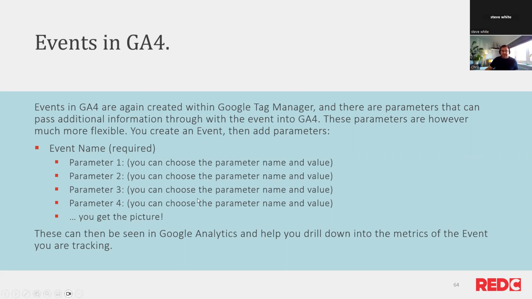They are much more flexible. So rather than being stepped, you've just got your event name and then the parameters all sit alongside each other. And you can see these in Google Analytics 4 very easily. As I've put 4 there as an example, just to give you the idea of how they work.